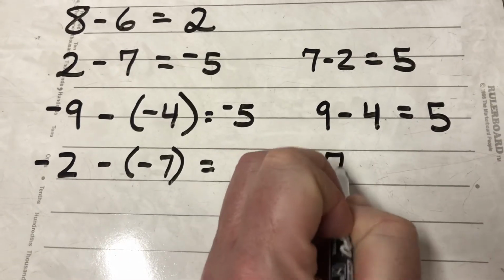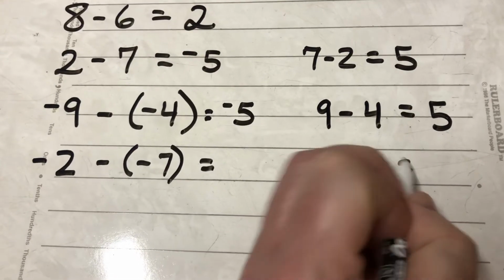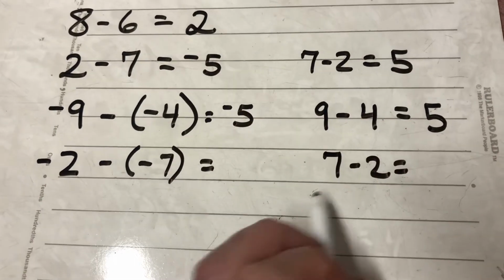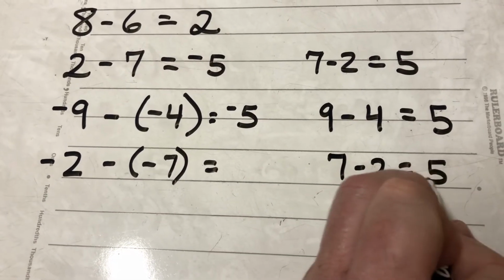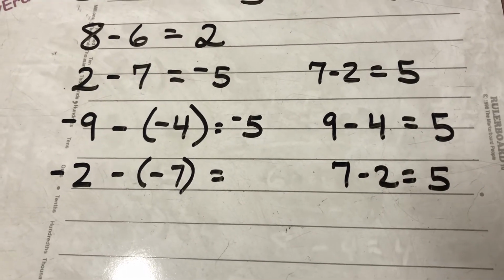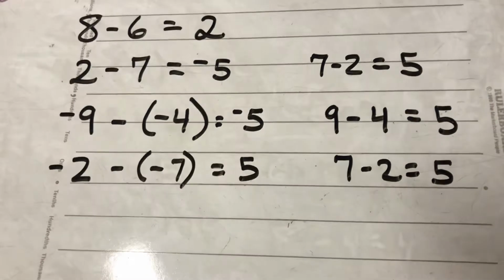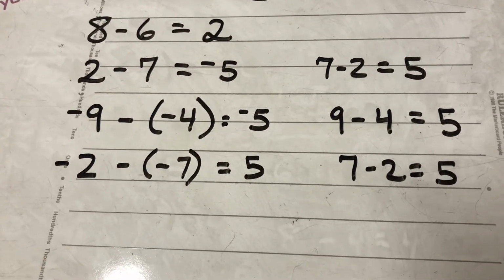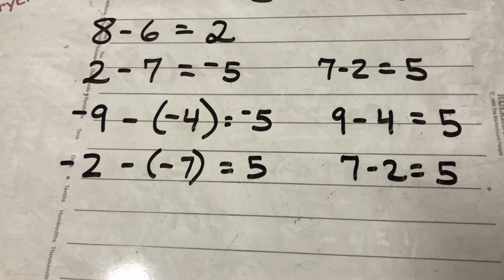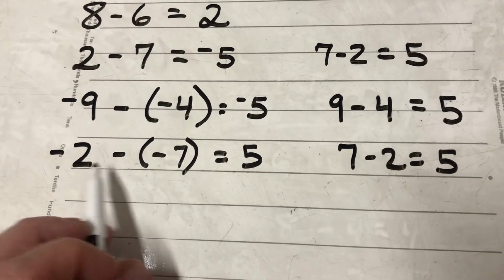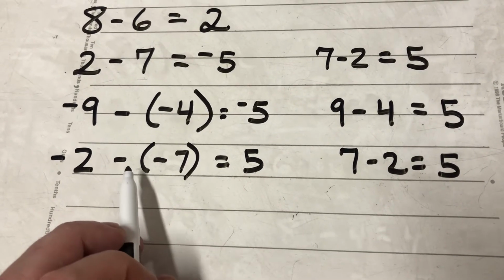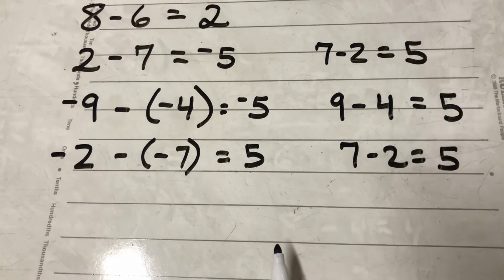So what I'm going to do is think 7 minus 2. Just like we did up here, 7 minus 2 is 5. Getting a lot of answers involving 5, but that's okay. And so negative 2 minus a negative 7 is 5. You can also think about this as negative 2 plus 7, because when I subtract a negative, I'm really adding.